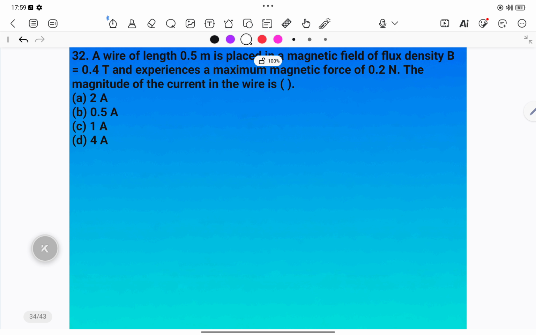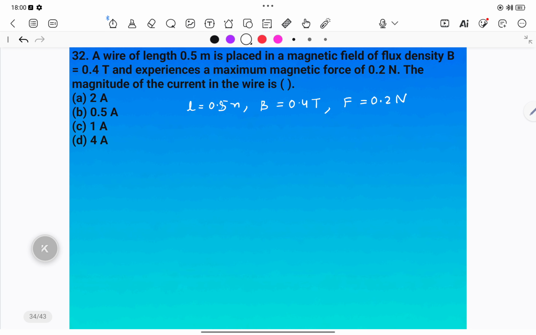Question number 32. A wire of length 0.5 meter is placed in a magnetic flux density B equal to 0.4 Tesla, and experiences a maximum magnetic force of 0.2 Newton. The magnitude of current is. Here, the length of wire is given as 0.5 meter. Magnetic flux density B is given as 0.4 Tesla. Magnetic force is 0.2 Newton.